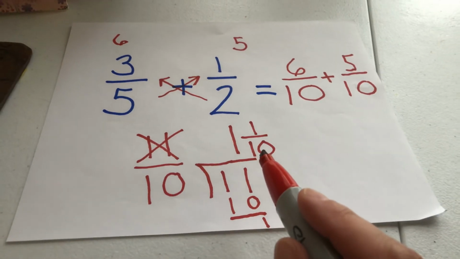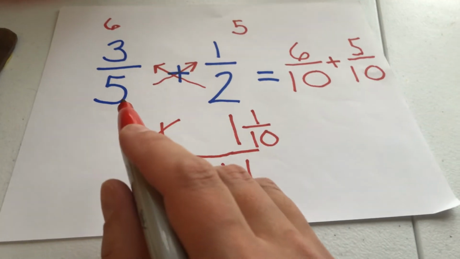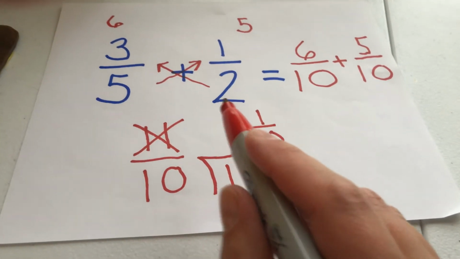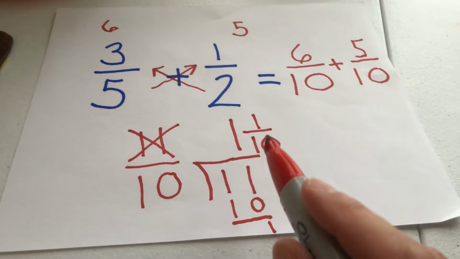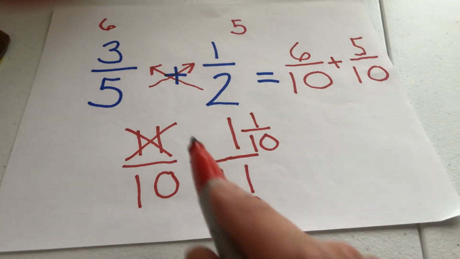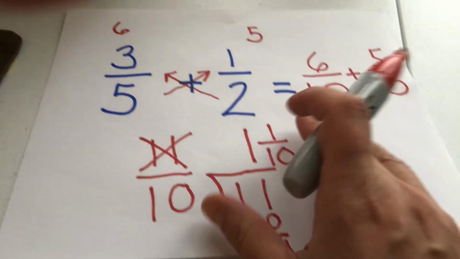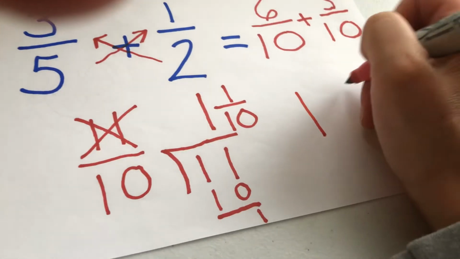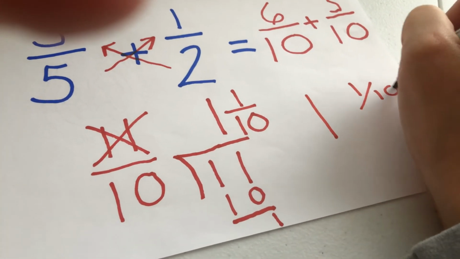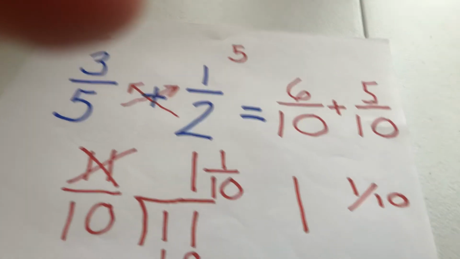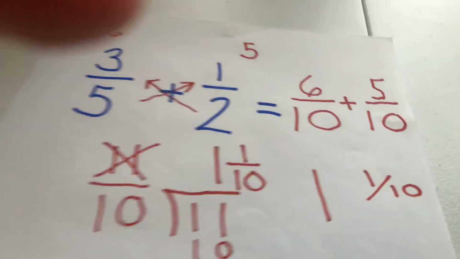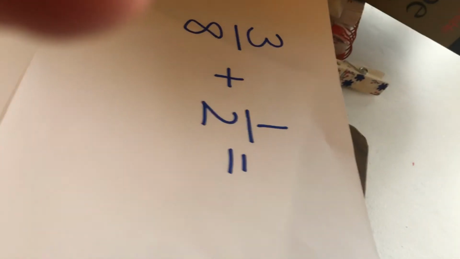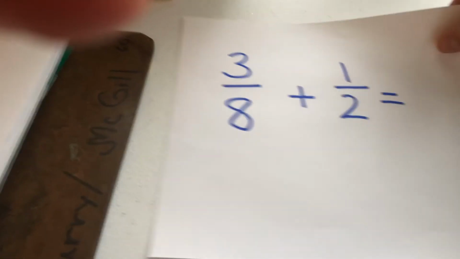So the entire answer to 3/5 plus 1/2 is 1 1/10. This is what you would be typing into your Google Doc, okay? And we would do it with a 1, a space, and a 1/10. That's what you would do in your Google Doc, okay? Let's do one more before we practice on the whiteboard. Let's check out 3/8 plus 1/2.